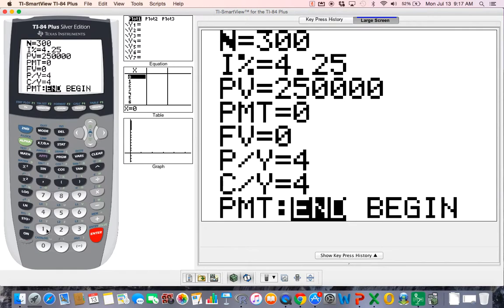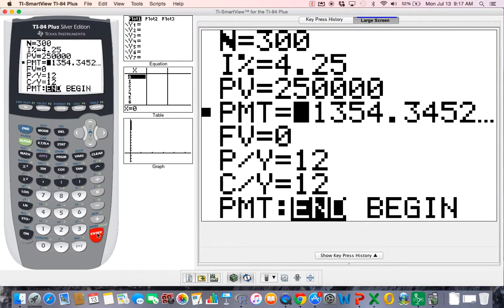You guys don't get sloppy at the bottom. If you wake up tomorrow and you want to get all these problems wrong, then ignore this PY, CY down here. You're going to get it wrong a lot. So let's calculate the payment. It is $1,354.35.